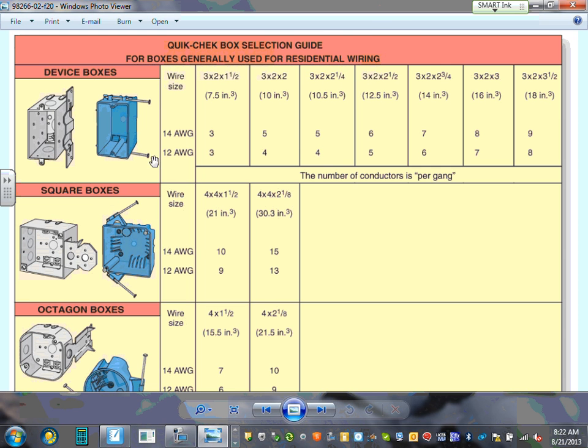For example, if you're using number 12 conductor in a single gang box like this, and your box is 3 by 2 by 1.5 inches, how many conductors can you bring to this box? 3. Can you see that? If your box is the deep box, 3 by 2 by 3.5, how many conductors you can bring to this deep box? 9. 9 conductors. So that's what they call a box fill calculation.